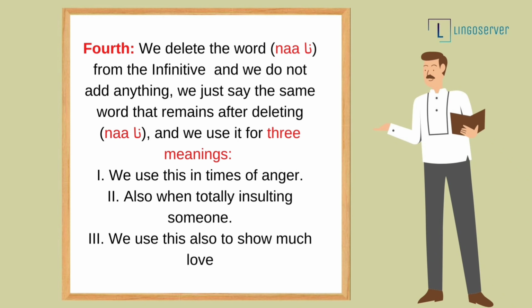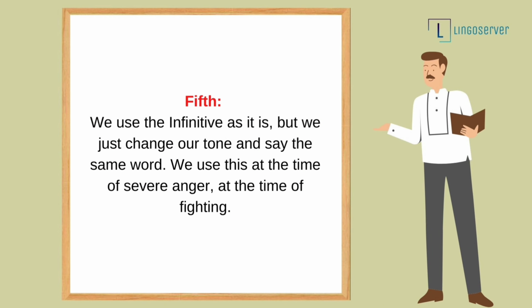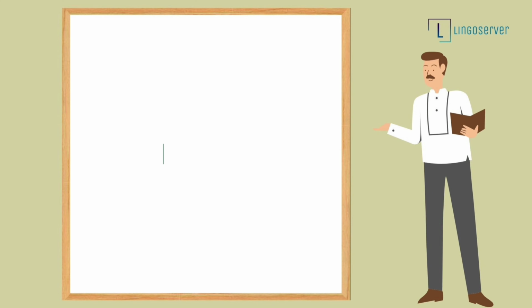We just say the same word that remains after deleting na, and we use it for three meanings. Number 1, at the time of anger. Number 2, when totally insulting someone. Number 3, to show much love. And the fifth way, we use the infinitive as it is, but we change our tone and say the same word. We use this at the time of severe anger or fighting. Now we are going to match the exercise of the past lesson. If you did not do the homework yet, please do it so that you can check your progress.